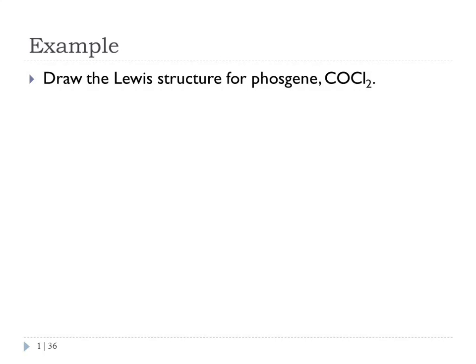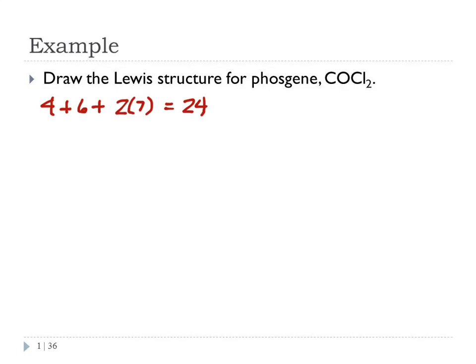Here's phosgene, COCl2. Well, first thing is, how many valence electrons? Carbon has how many? 4. There's an oxygen that has 6, and 2 chlorines, each 7. So there's 14, and 6 is 20, and 4, we got 24 electrons to mess around with.